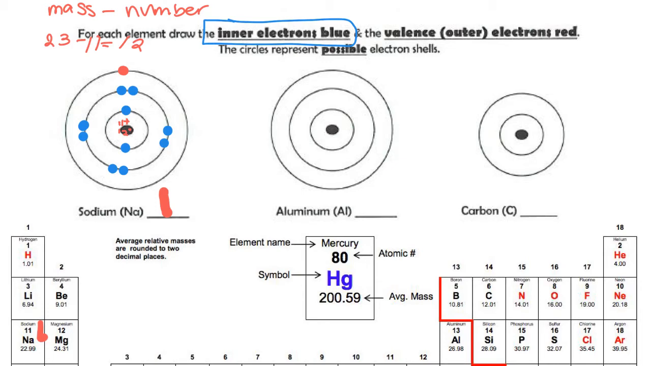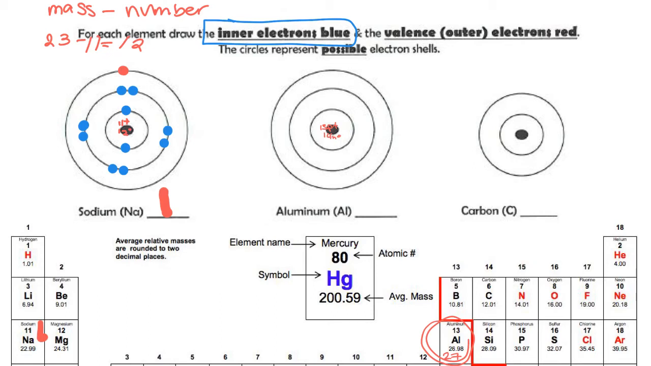Next, we're going to look at aluminum. So find aluminum for me on your periodic table. And you'll see aluminum right here in this corner. And you'll notice that its atomic number is 13 and its atomic mass is 26.98, or we would say 27 because we round. So I know I have 13 protons. I'm going to write them right there. I know that in order to find neutrons, I need to do 27 minus 13, which is 14 neutrons.